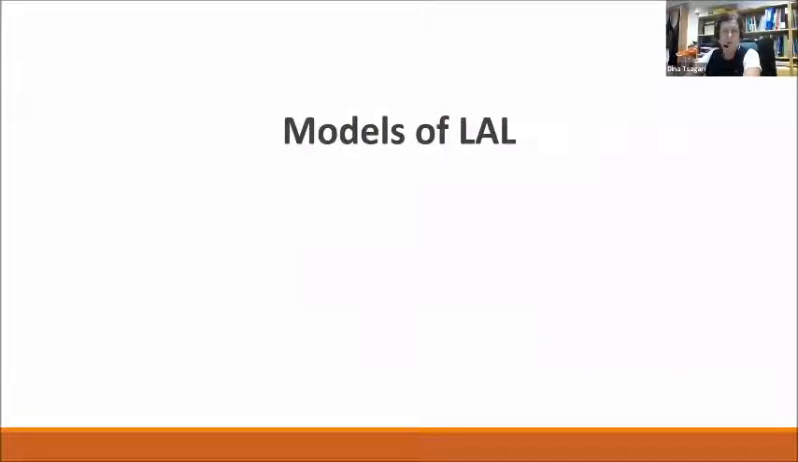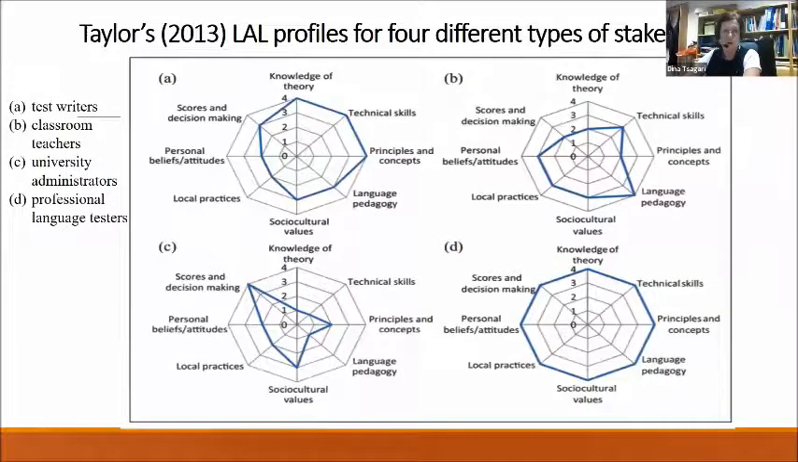In the field, quite a number of models have been proposed already, and who doesn't know the very well-known Taylor 2013 model, where Taylor profiles levels of language assessment literacy for 4 different types of stakeholders. You can see 4 different spider webs. Well, they're not, but basically what they portray is the different levels of language assessment literacy over various domains, such as, for example, technical skills, principles and context, language pedagogy, local practices, personal beliefs and attitudes, and scores and decision making that are not necessarily the same for all different stakeholders.